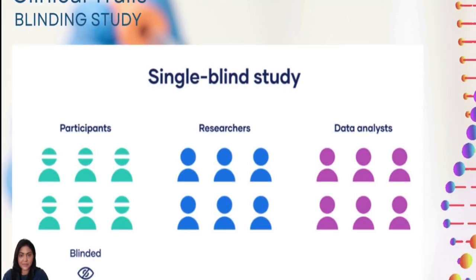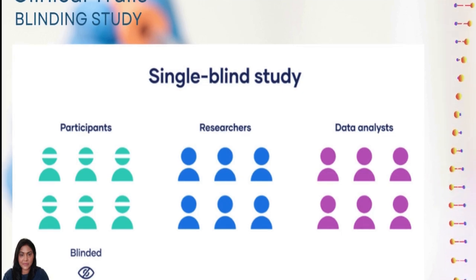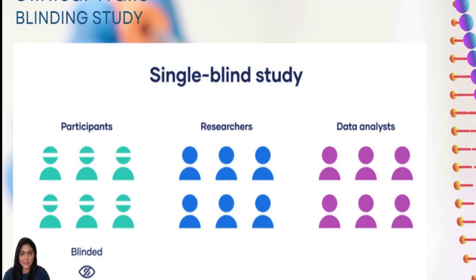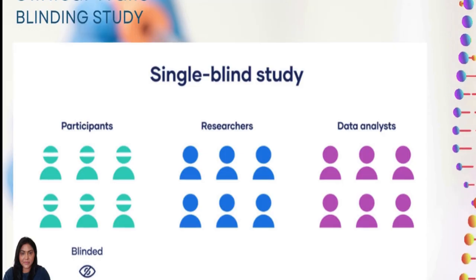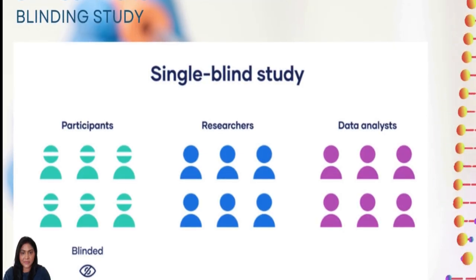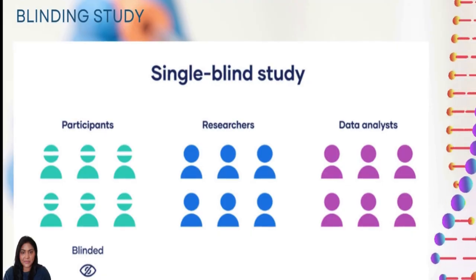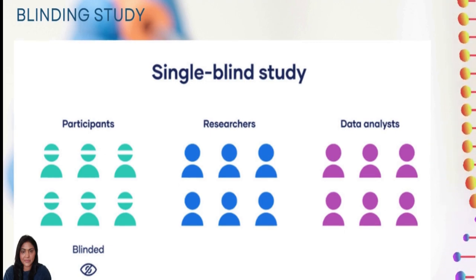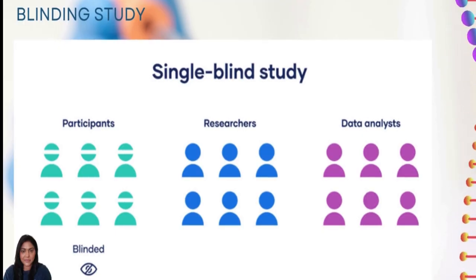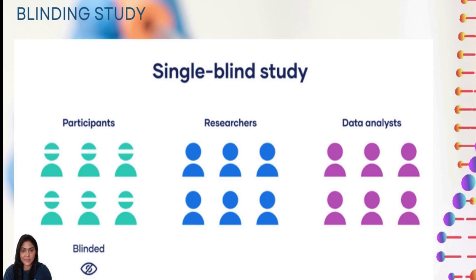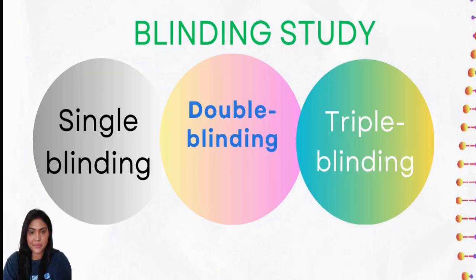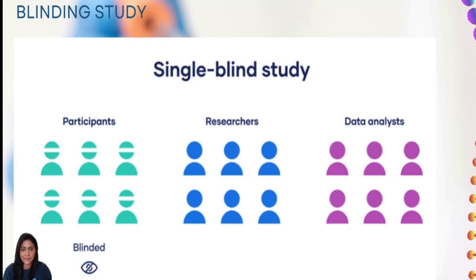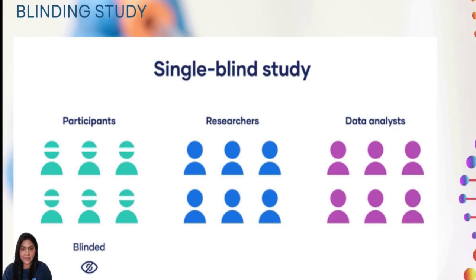In a single blind experiment, participants do not know which group they have been placed in until after the experiment has completed. Single blinding basically reduces the treatment biases. So in a single blind study, the participant is blinded, meaning the participant is not aware of the treatment, but the researcher and data analysis team are aware.